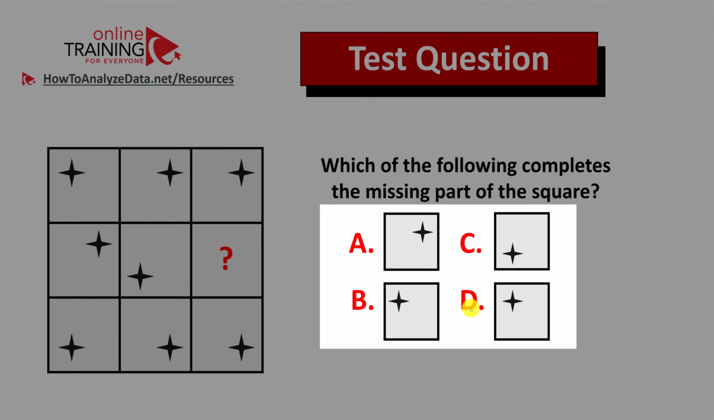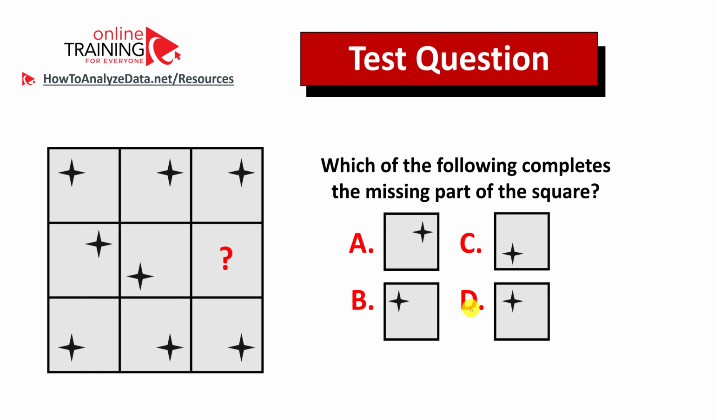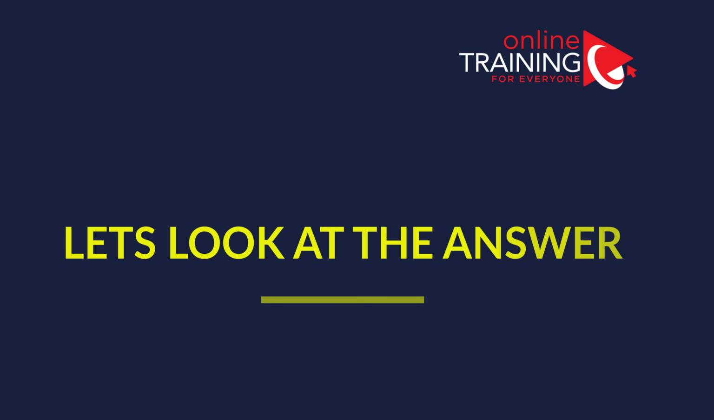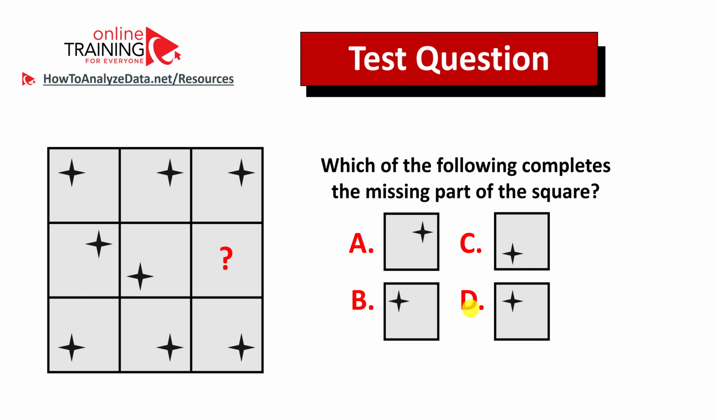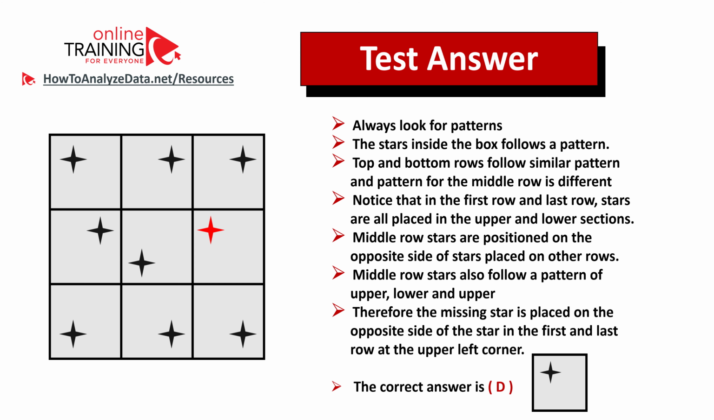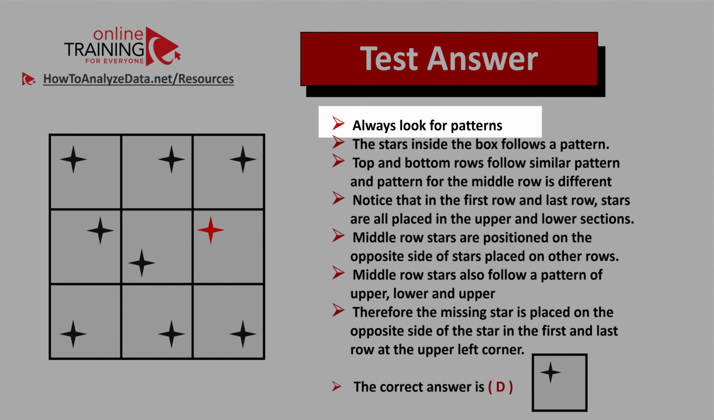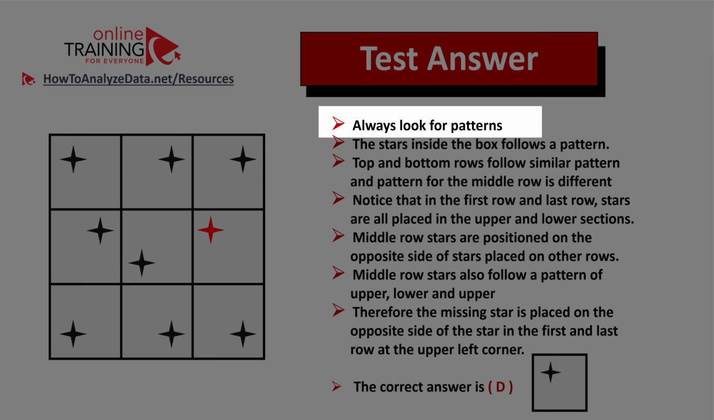Each choice has a star in a different corner. Do you think you know the answer? Give yourself 10 to 20 seconds to see if you can come up with the answer on your own. Did you figure out the answer? Let's go ahead and jump straight to the solution. As usual, the best advice I can give you is always look for patterns. So there are multiple patterns going on. Let's look at each one of them.